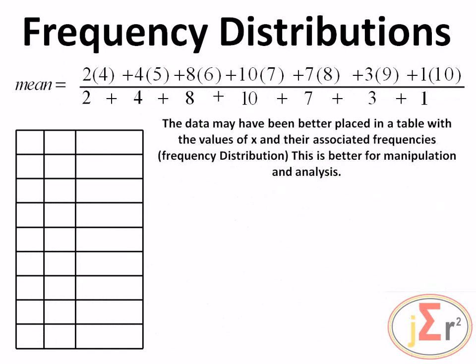The data may have been better placed in a table with the values of x and their associated frequencies. And the table with the values of x and their associated frequency is called a frequency distribution. This is better for manipulation and analysis. So what do we do? We put the values of x right there. And of course, we put also the values of f.